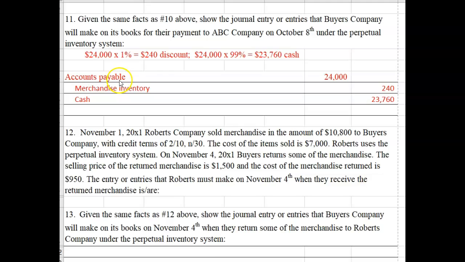Debit accounts payable for the full $24,000. Credit merchandise inventory for $240. And credit cash for $23,760. I hope this credit to merchandise inventory was not a surprise to you. Remember that all discounts will reduce the merchandise inventory from the buyer's point of view.